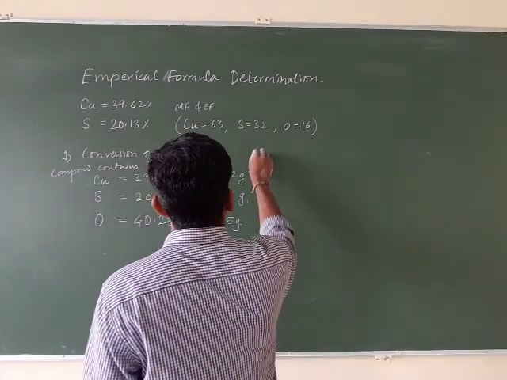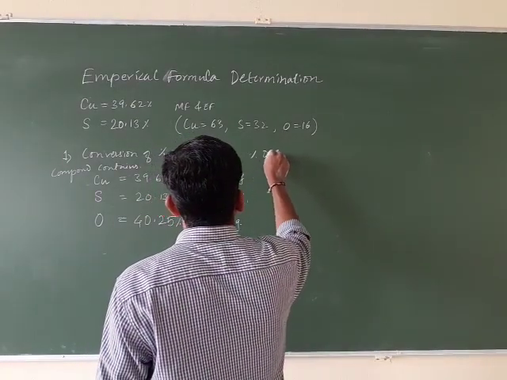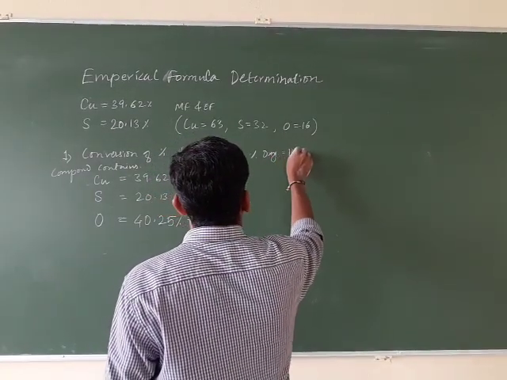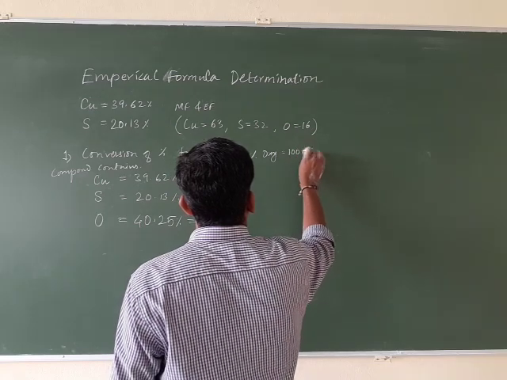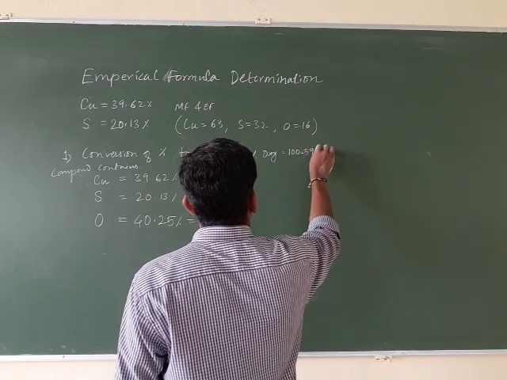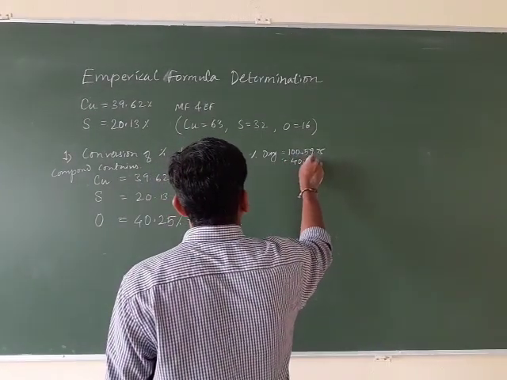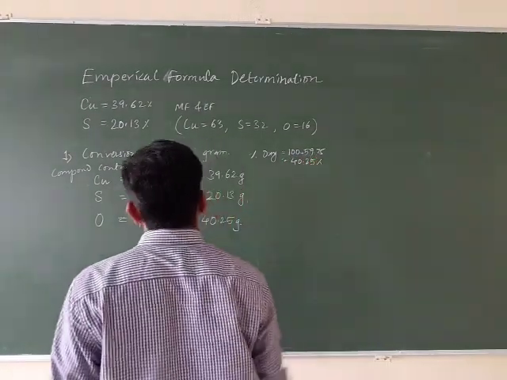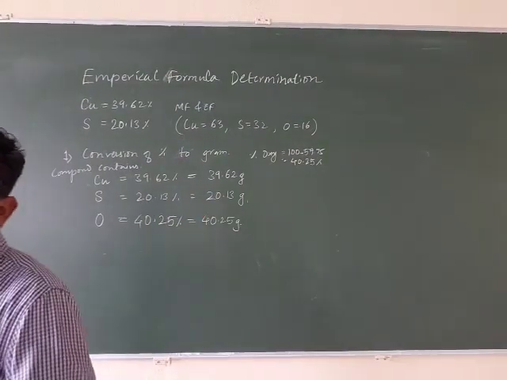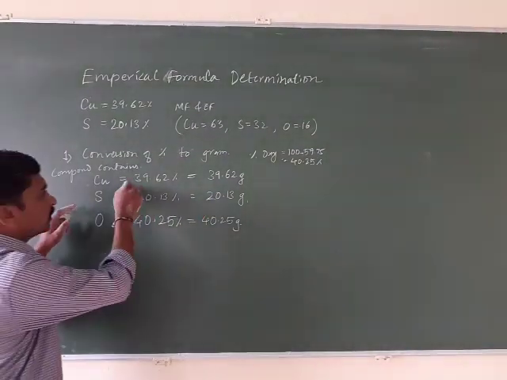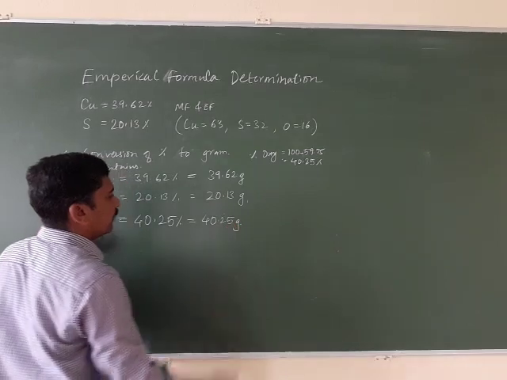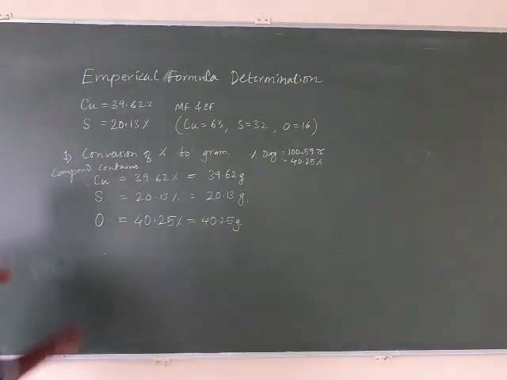So how have we determined the percentage of oxygen? The percentage of oxygen is equal to 100 minus 59.75. Okay, now we have the mass of each and every element present in the compound.